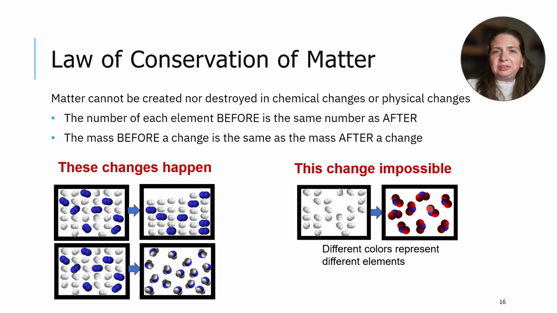Because matter is conserved, mass is also conserved in both chemical changes and physical changes. The total mass of everything before the change occurs will be equal to the total mass of everything after the change because the same atoms are still present.